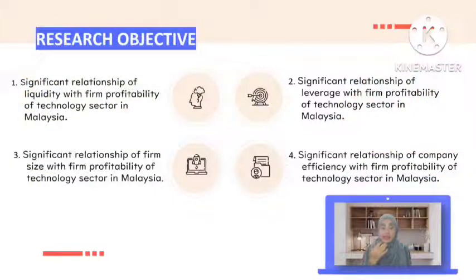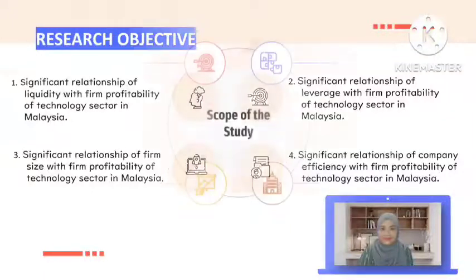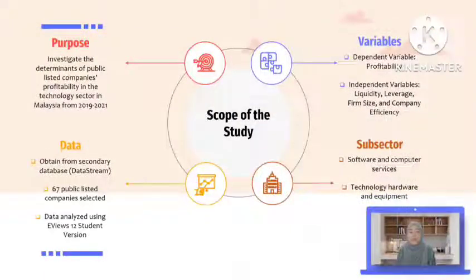This slide shows us the research objective, which has been set to determine the variables of factors affecting the firm profitability of the technology sector in Malaysia. The scope of the study is to investigate the determinants of public listed companies' profitability in the technology sector of Malaysia from 2019 to 2021.